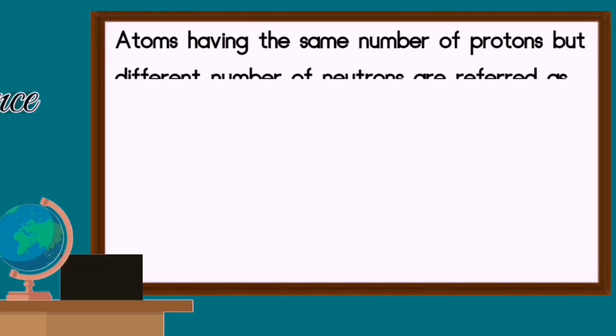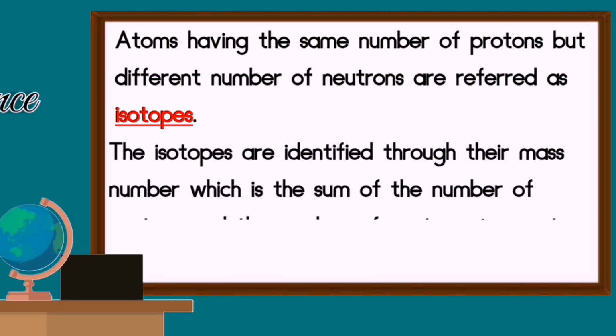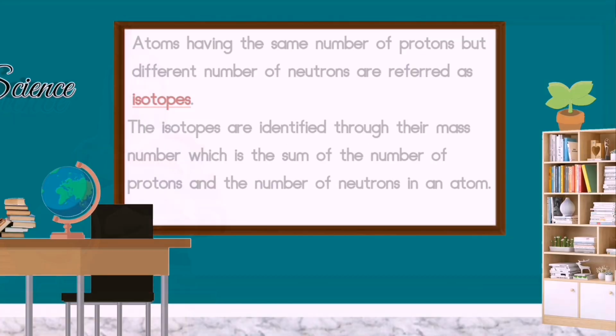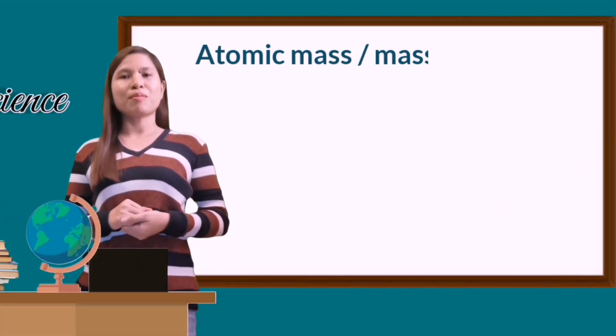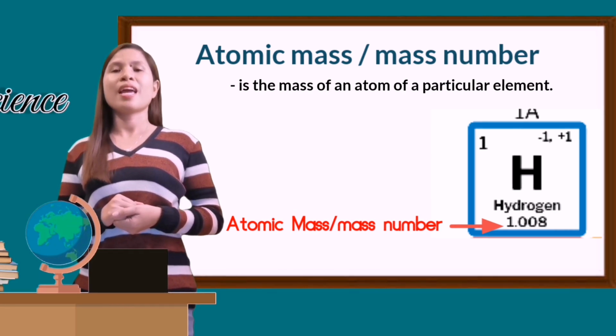While the number of protons is the same in atoms of a particular element, the number of neutrons may vary. Atoms having the same number of protons but different numbers of neutrons are referred to as isotopes. The isotopes are identified through their mass number, which is the sum of the number of protons and the number of neutrons in an atom. Atomic mass or mass number is the mass of an atom of a particular element.